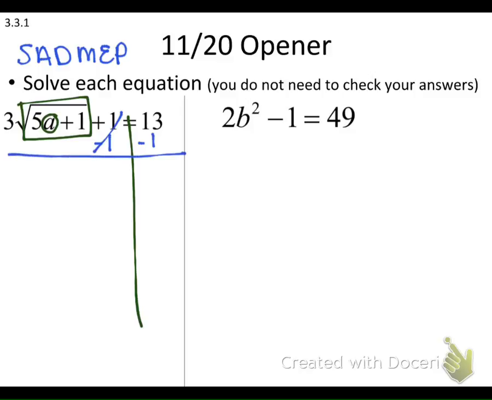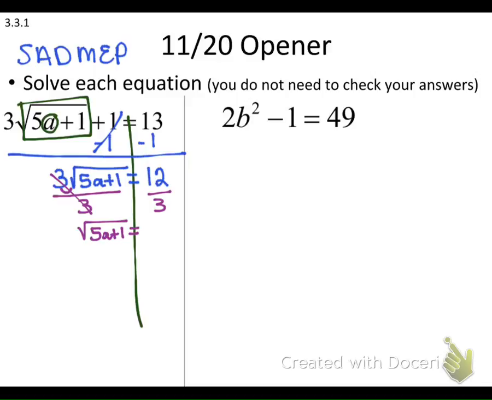Your 1's cancel on the left side, so then you're able to bring down 3 times the square root of 5a plus 1 equals, and then you're going to simplify the right side. 13 minus 1 will be 12. Your square root is still not by itself. You still have to get rid of the 3. So the inverse operation of 3 times the square root would be 3 divided by. So you're going to divide each side by 3. Your 3's cancel. You're able to then bring down the square root of 5a plus 1 equals, then 12 divided by 3 is 4.